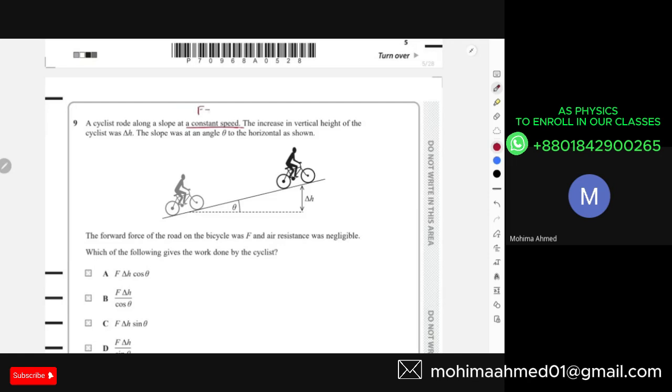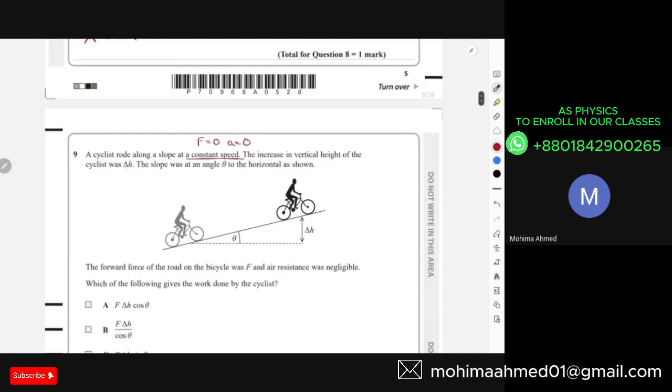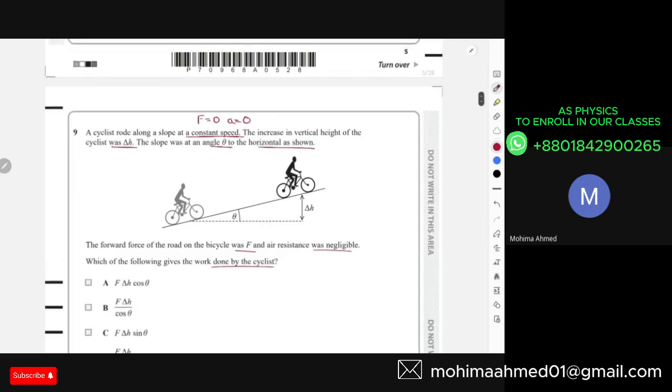Then for your question 9, a cyclist rode along a slope with constant speed. That means force is 0, acceleration is 0. The increase in vertical height of the cyclist is delta H, and the slope was at an angle of theta to the horizontal as shown. The forward force from the road on the bicycle was F, and air resistance was negligible. Which of the following gives the work done on the cyclist? If you consider drawing the particle here, then we can easily distribute the forces acting on the particle, or the cyclist.